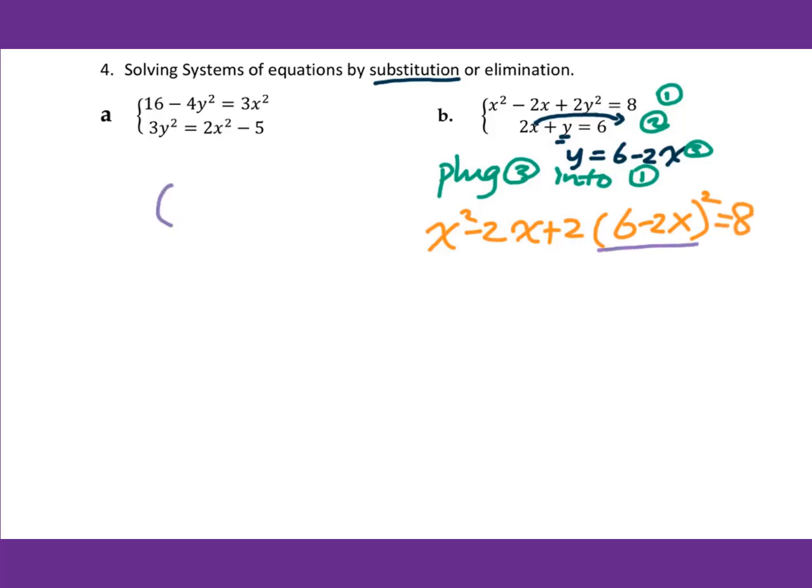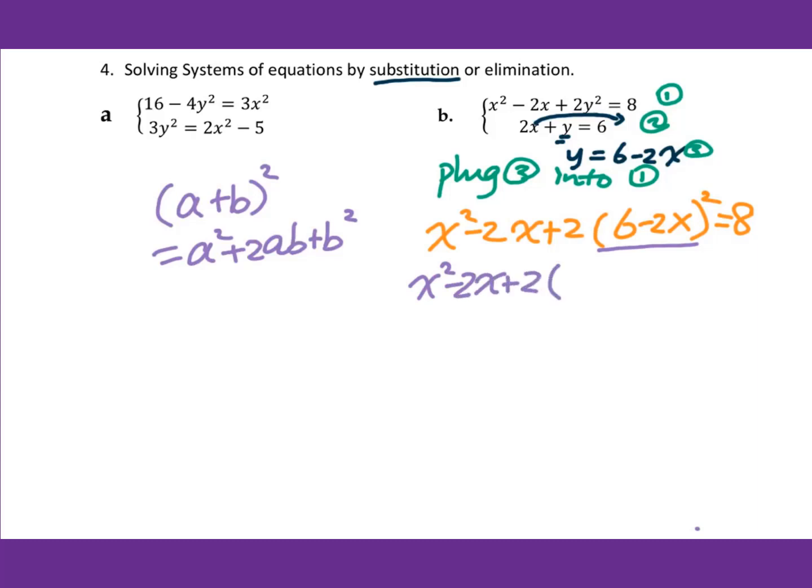This one, you have to use (a plus b) squared equals a squared plus 2ab plus b squared. So you will get x squared minus 2x plus 2 times 6 squared, that's 36. This 2 multiplied by 2x is minus 24x. Negative 2 squared will be 4x squared, that equals 8.